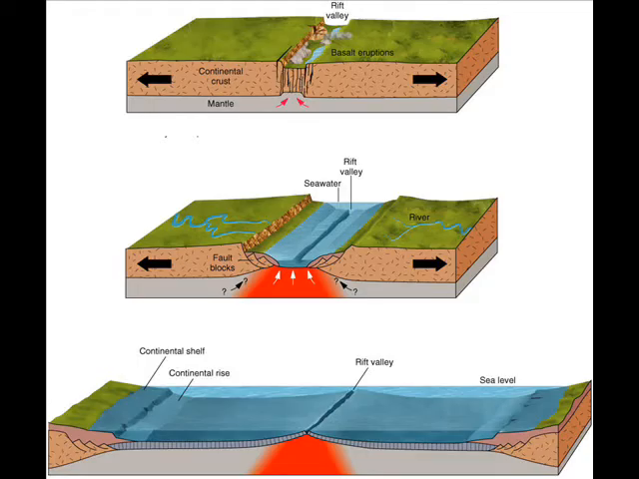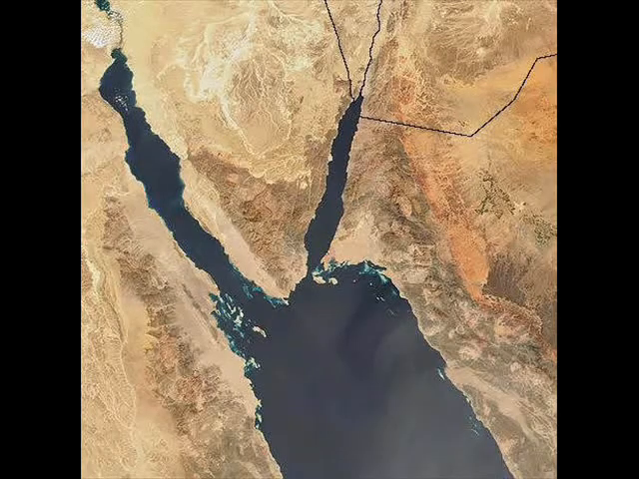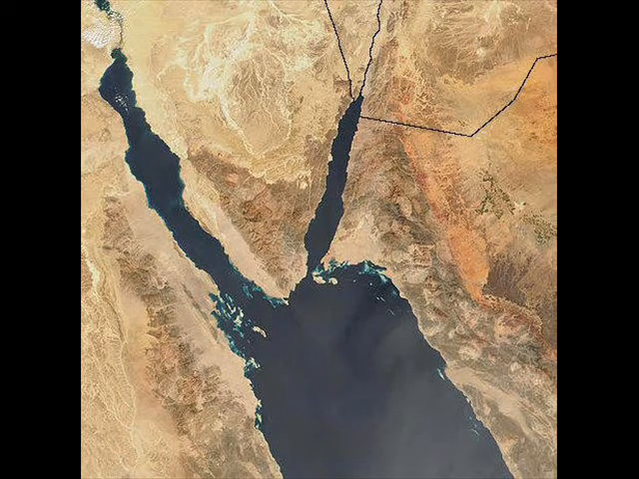A divergent continental plate is when the two continental crusts are moving away from each other and the magma comes up the middle to create a rift valley. Two examples of where you can find a divergent continental is in the Red Sea Rift and the East African Rift.